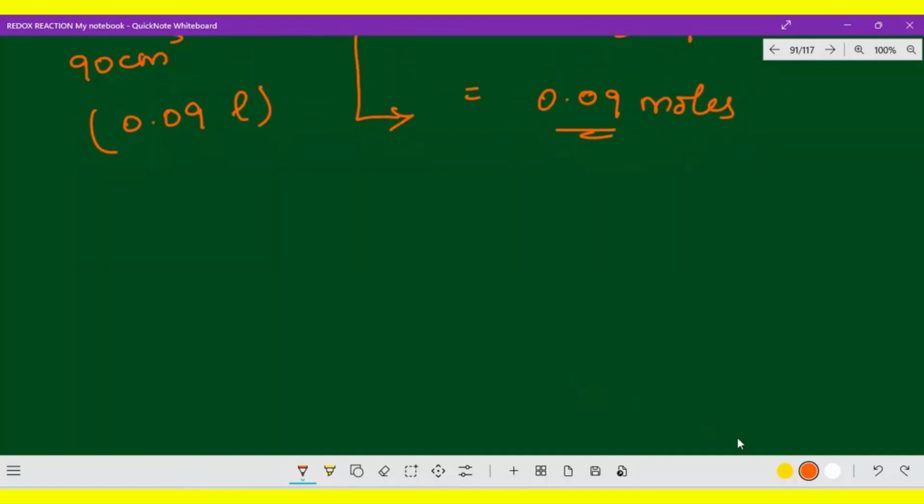Now we can finally find the basicity. So what is basicity? Basicity of that acid. Okay, so basicity.